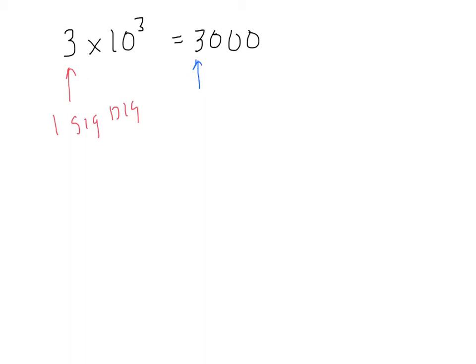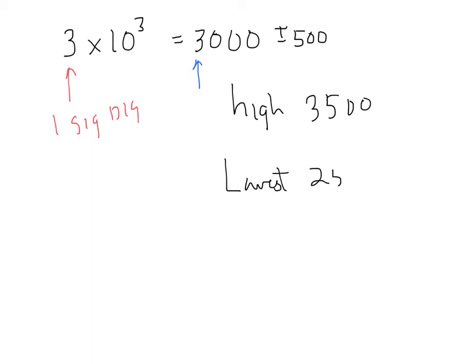What that means is that they know this number to the nearest 1,000 because the 3 is in the thousands column. So if they know it to the nearest 1,000, what that means is you could be off by as much as 500 higher or 500 lower. So I've written plus or minus 500, which means the highest this number could be would be 3,500, and the lowest this number could be would be 2,500.